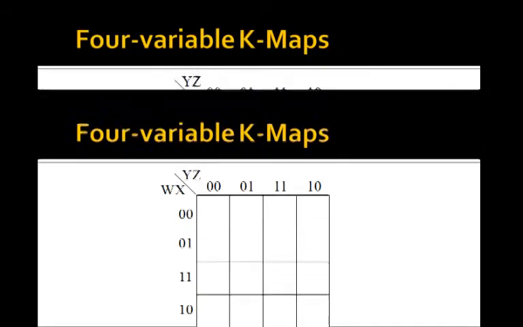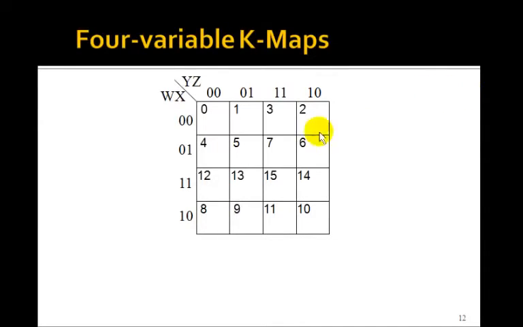So let's do an example. Let's label the minterms here. This is 0, 1. Remember, we got to skip this column. 2, 3, 4, 5, 6, 7. Now we got to skip the third row, so minterm 8, 1, 0, 0 is down here in the left corner. 8, 9, 10, 11, and then 12, 13, 14, 15.